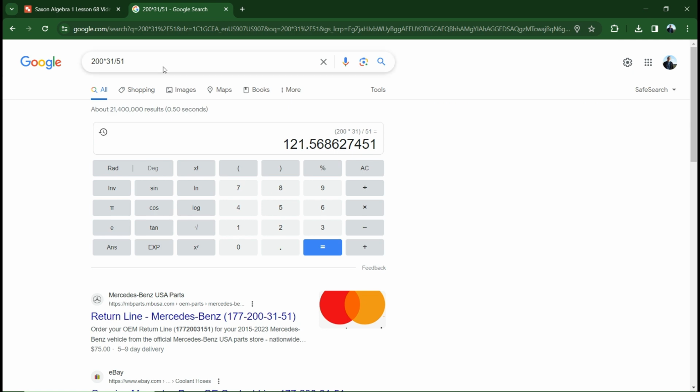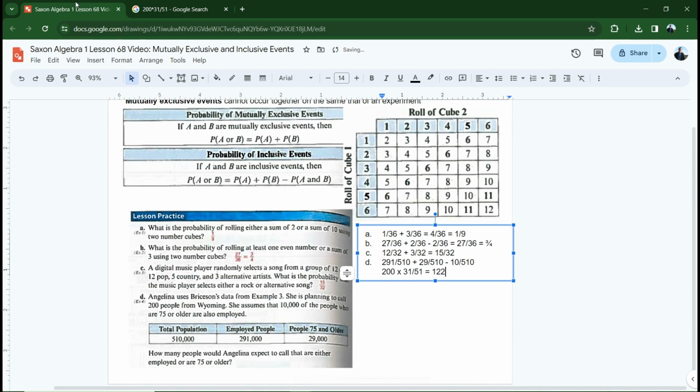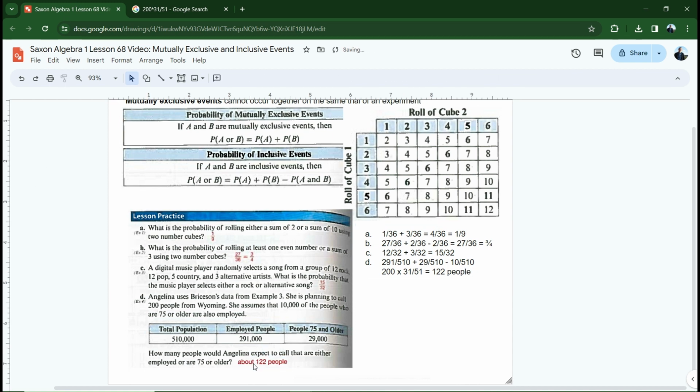121.5. I can't have 0.5 of a person, so I'm just going to round up to 122 people. Let's see if that is correct. There we go. About 122 people are going to be either employed or 75 or older. Some of them will be both. In fact, one out of every 51 of those people are probably going to be both. So I probably expect there to be 2 or 3 people who are both 75 and older and employed in this group. All right, that is how you work these problems.